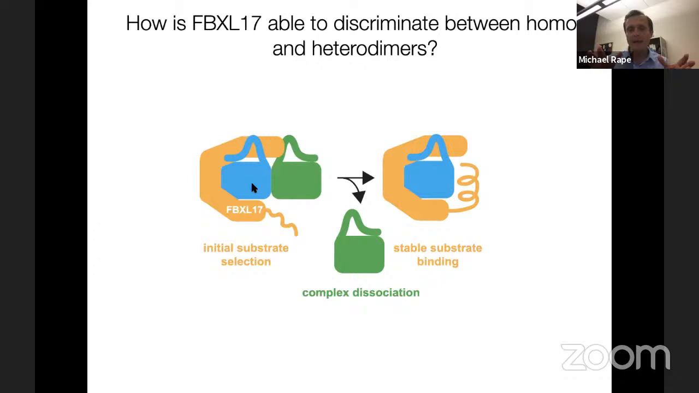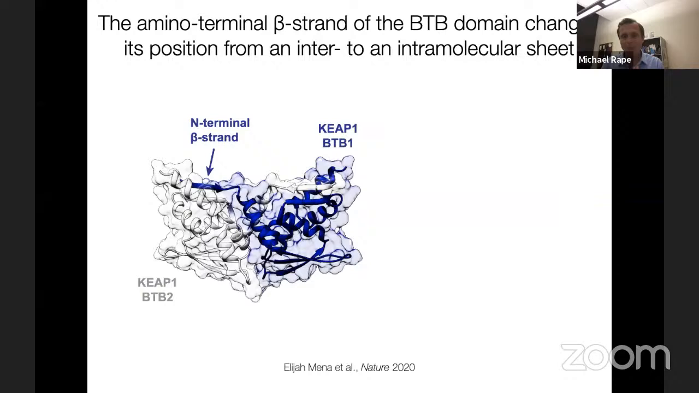And that actually came from another structure that Elijah solved. He was now on a run, now that he had learned how to do X-ray crystallography. And so he solved simply the BTB structure of his mutant protein. That was his substrate that we put in.